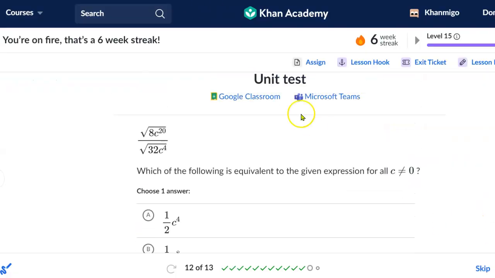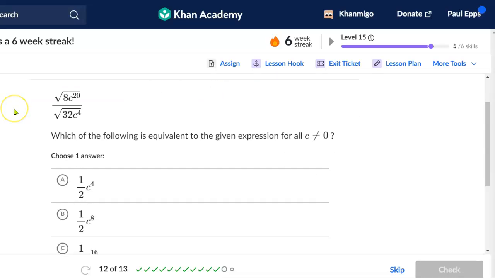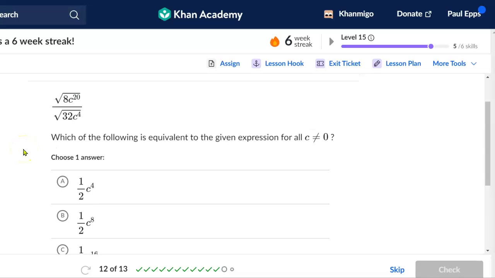All right. Which of the following is equivalent? Let me scoot this over. Which of the following is equivalent to the given expression for all c not equal to 0?